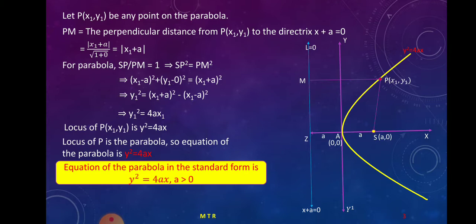Once again observe, A is the midpoint of SZ. Directrix is perpendicular to the axis. These two points are very important to solve problems of parabola. Once again, also you want PM. Here PM is equal to x1 + a. You remember that value. Okay.